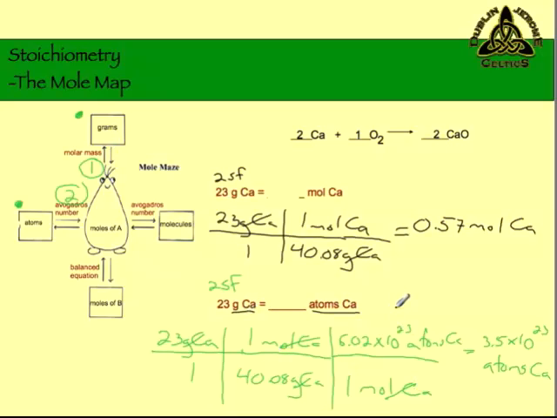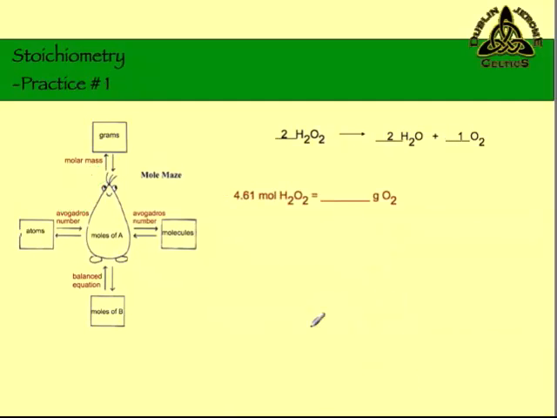Everything we've done so far is just kind of a 1-step process. Molar mass, molar ratios, and Avogadro's number. Now we're going to put them all together. Let's do another one. Let's say I had 4.61 moles of H2O2, that's hydrogen peroxide, and I want to know how many grams of oxygen I can get.